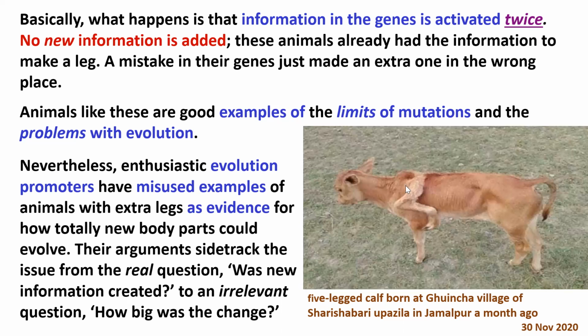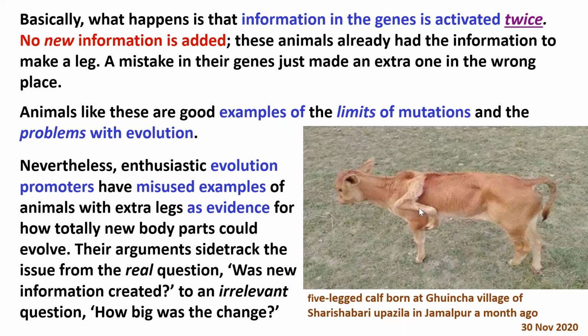Okay, here is a third calf with a leg up here like that. They call it evidence of evolution, but remember, this is not evolution because what is produced is already in the genes. It's not a different kind of animal part. So their arguments sidetrack the issue from the real question: was real information created? There's no real information.